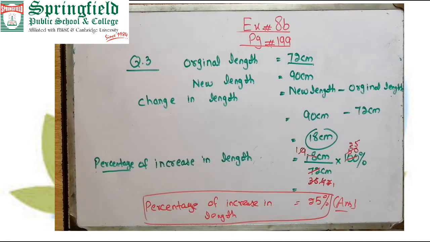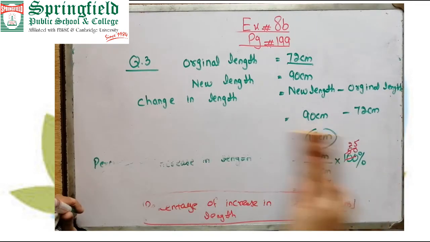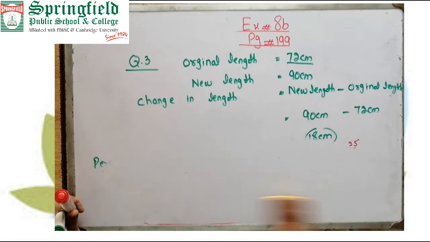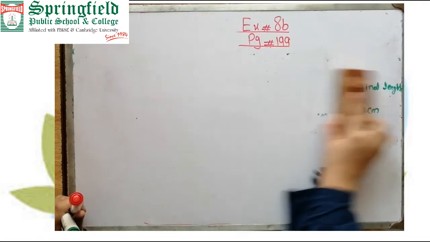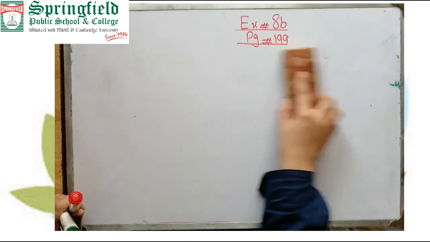Understood, beta? So simply we first find the increase in length, then divide by the original length and multiply with 100%, because we are finding the percentage. Okay, beta, practice this question in your maths NEET notebook. Fine, beta.